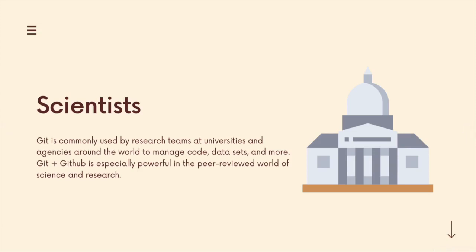Scientists also, more and more, are using Git to help collaborate on projects, to share findings and data sets, to manage code and work together on code bases. And Git and GitHub together really work well in an open source or a peer-reviewed world like science and research. We'll learn more about GitHub. I keep saying that, but we will.